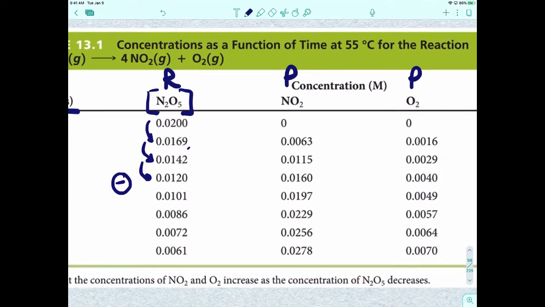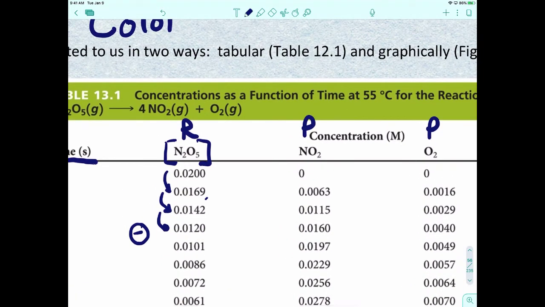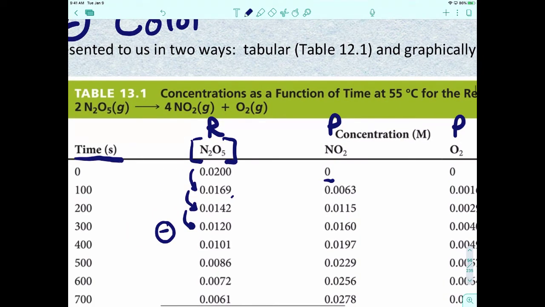Now, what about NO2? The concentration of NO2 at time 0 is 0. Wait a minute, does that make sense? Think of it this way: with this concentration being 0 at the beginning, the only entity that's present at the beginning of the reaction is N2O5.